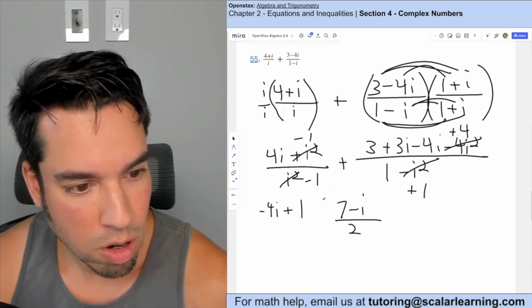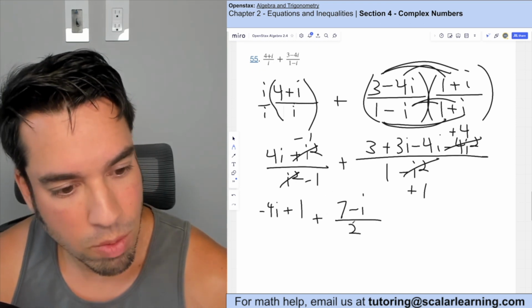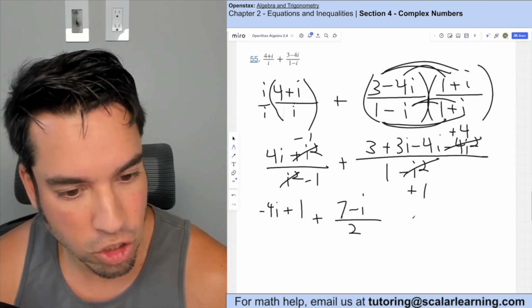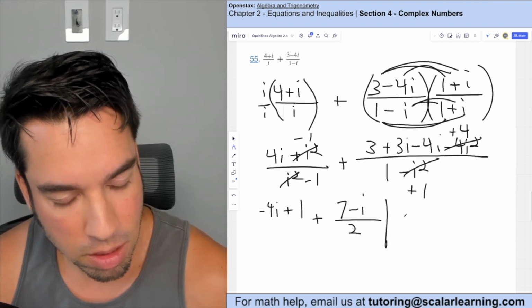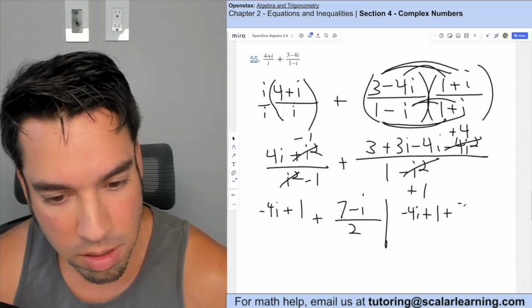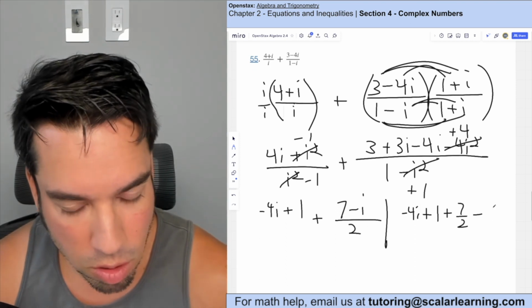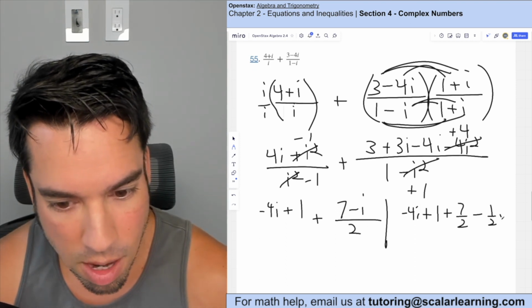And these two are being added together. So now we can simplify further. I can break this up into real and imaginary. So I've got here, let's make a little line there. I got negative 4i plus 1 plus 7 over 2, and then minus i over 2. I'll call that 1/2 i.